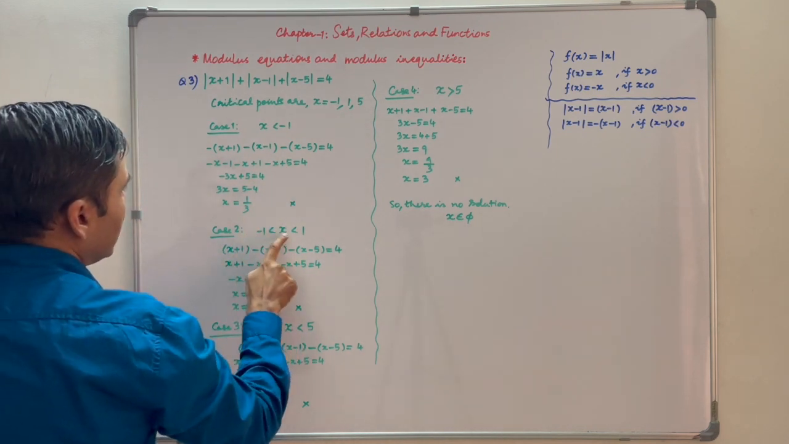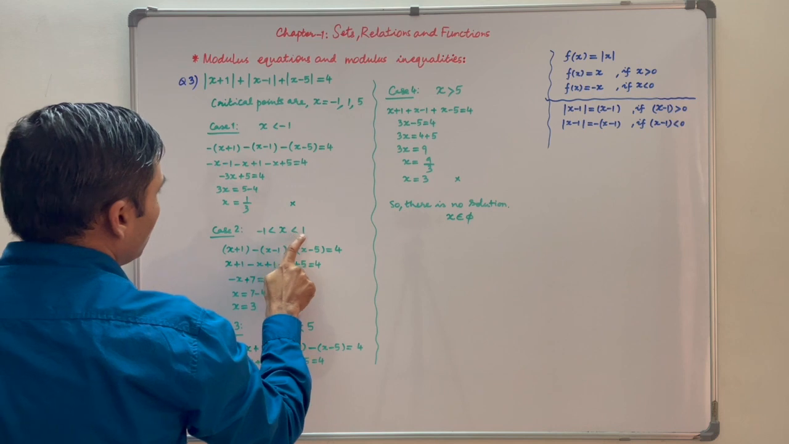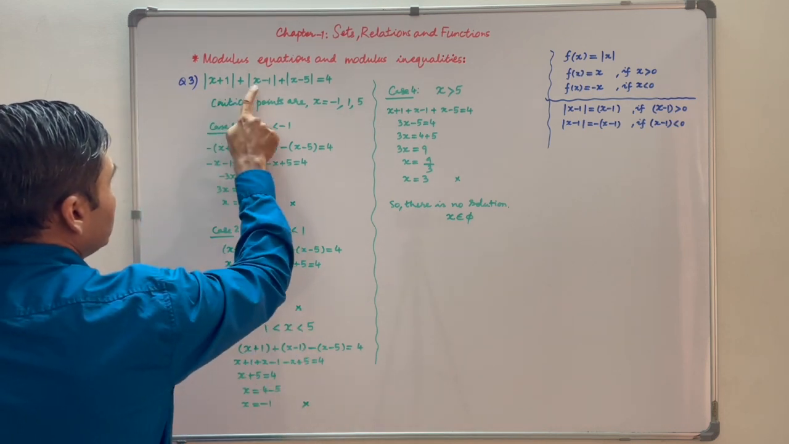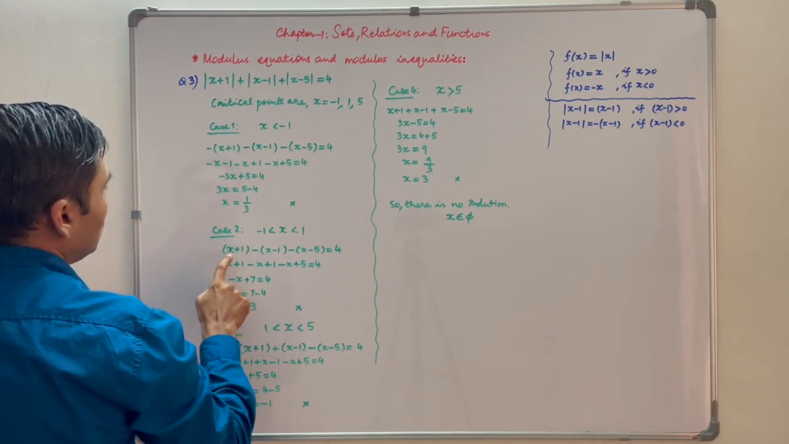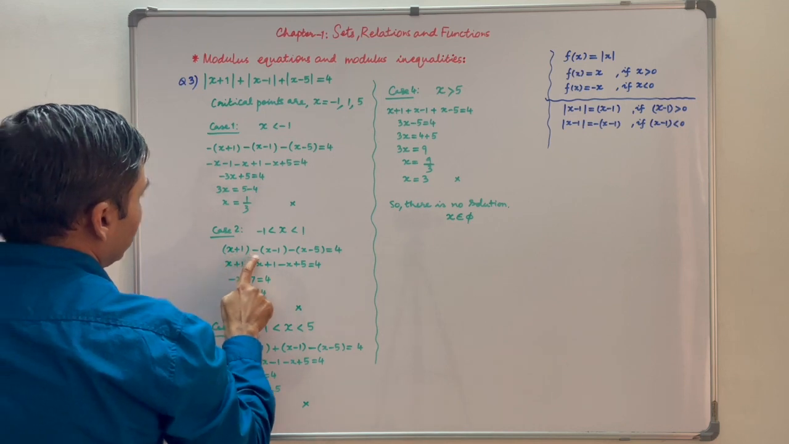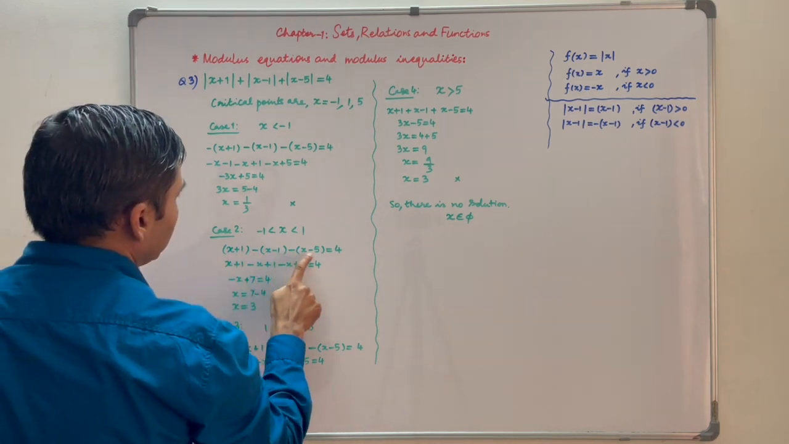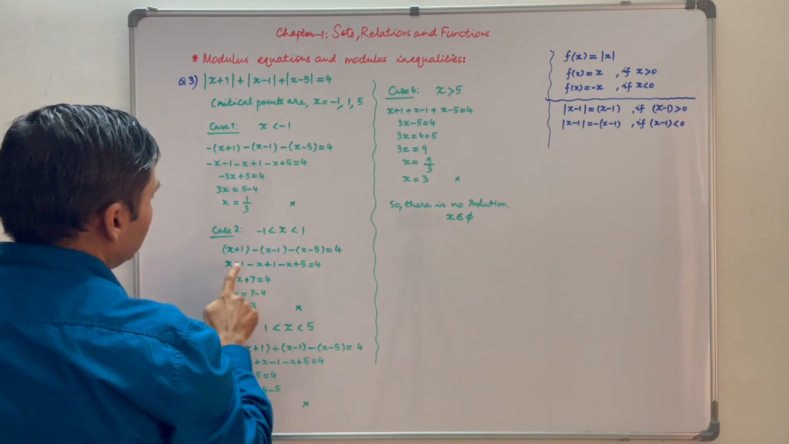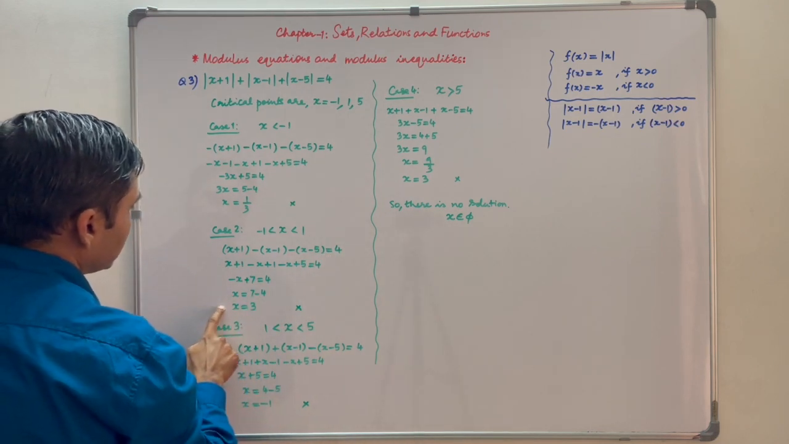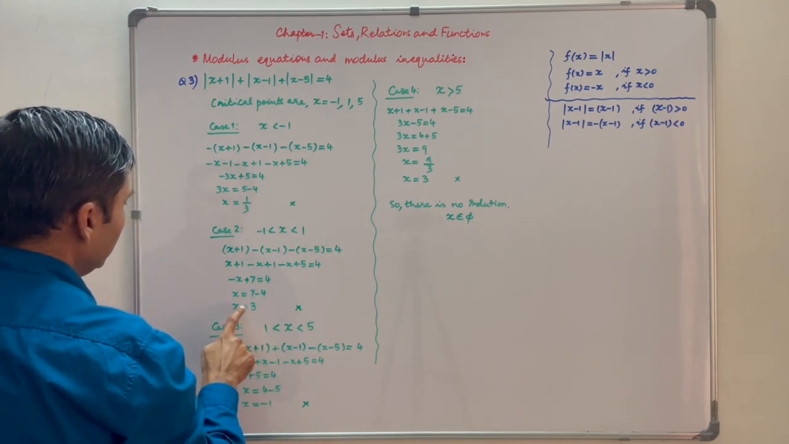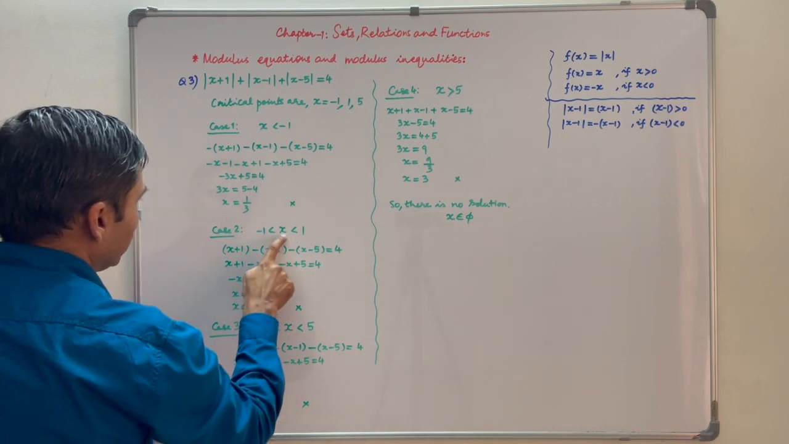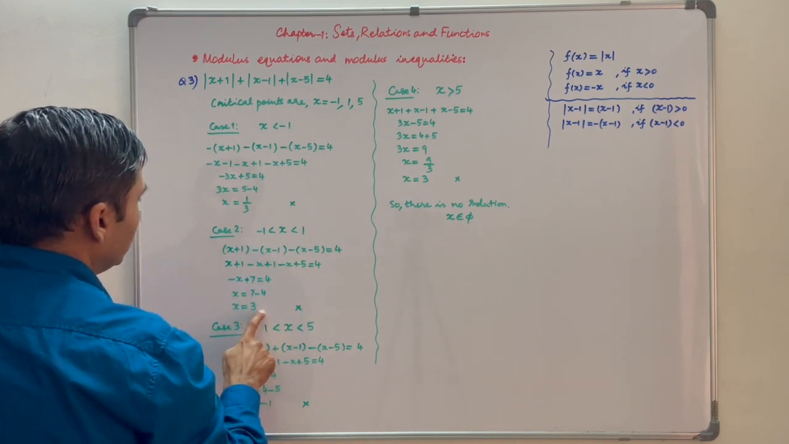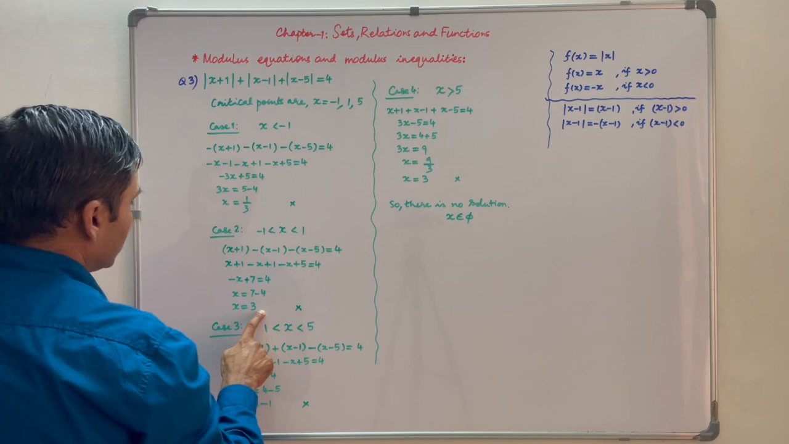Second case, when x lies between −1 to 1. This will be positive, these will be negative. So we will write it as (x + 1) − (x − 1) − (x − 5) = 4. This gives x = 3. So x = 3, whether x lies between −1 to 1? No. So this also is not the solution.